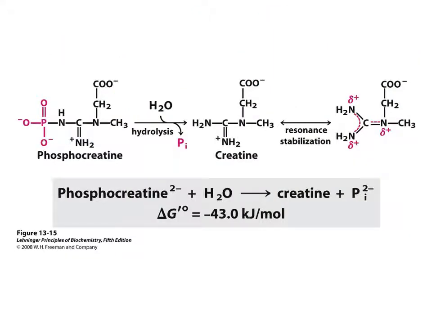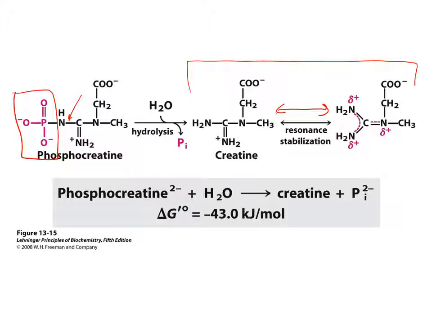And here is another reaction where, upon hydrolysis of this phosphate that is attached to a nitrogen, the product undergoes such resonance stabilization, which again contributes to reduction in the immediate product concentration, which drives the reaction forward and therefore increases the overall delta G prime 0.